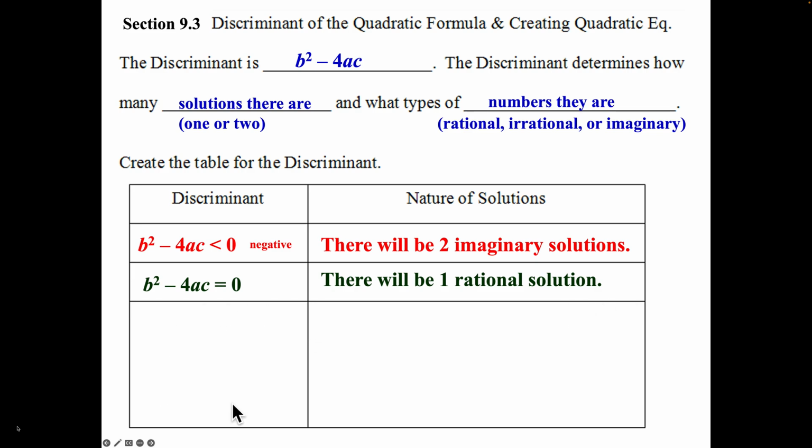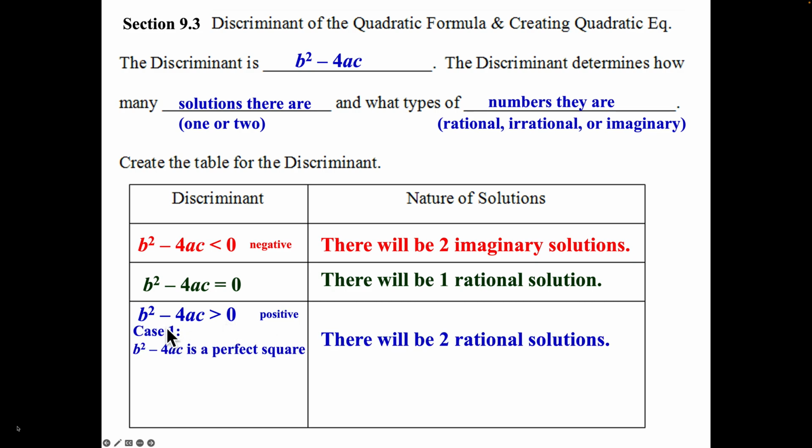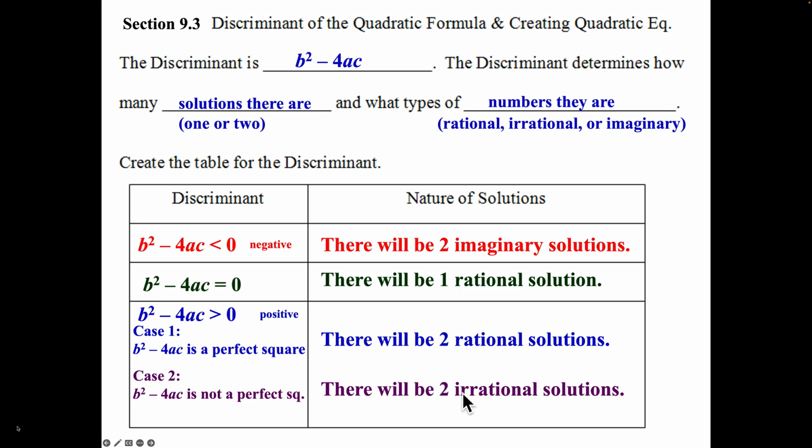And then we got a little bigger section here, a bigger row here, if you will. B squared minus 4ac is greater than 0, which means it's positive. Now, when that happens, there's two cases. Case 1, your b squared minus 4ac value is going to be a perfect square. If that's the case, there will be no square root left over, and you'll have two rational solutions. No square roots in your answer. But case 2, if it's not a perfect square, then I have two irrational solutions. Now the square root is still in your answer.